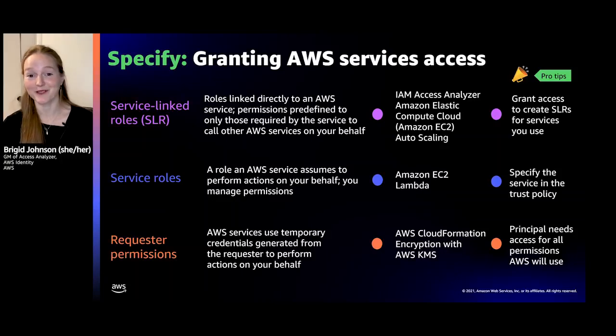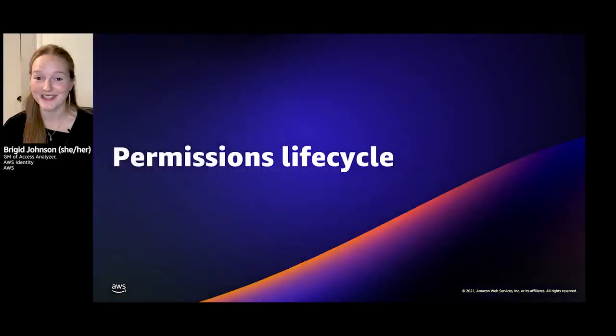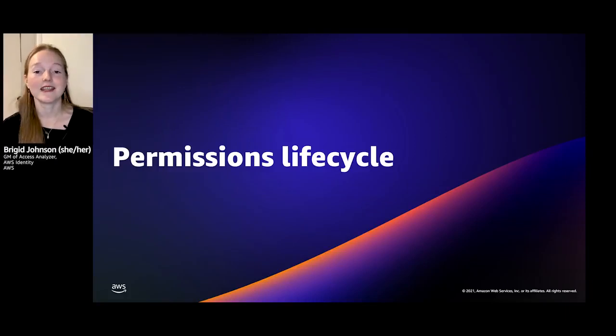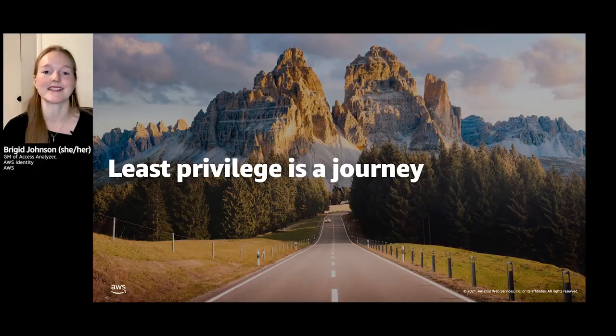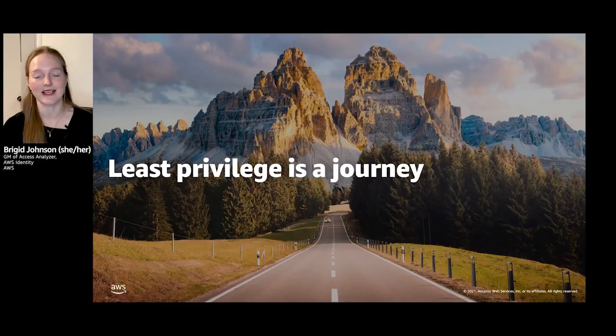All right, so that's the permissions deep dive. That's how you specify, that's how you enforce. Now let's go into the permissions lifecycle to help you get to the right permissions. I want to talk about least privilege. It is a journey. So many customers say, I just want least privilege right now. But guess what? As you innovate, as you build, things change. You might need more access. You might need less access. So it's a continuous life cycle in a journey. But how do you make that safe?